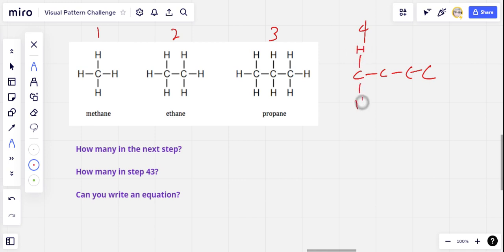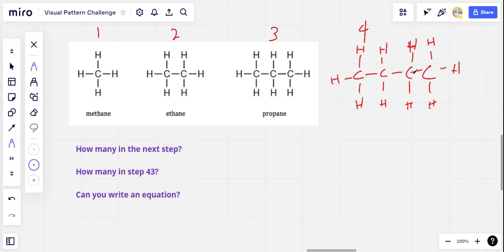So hydrogen here and here, but also one here. And then hydrogen here and here. And here and here. And here and here. And one off here. Okay, so now I think we can count the bonds along the horizontal.